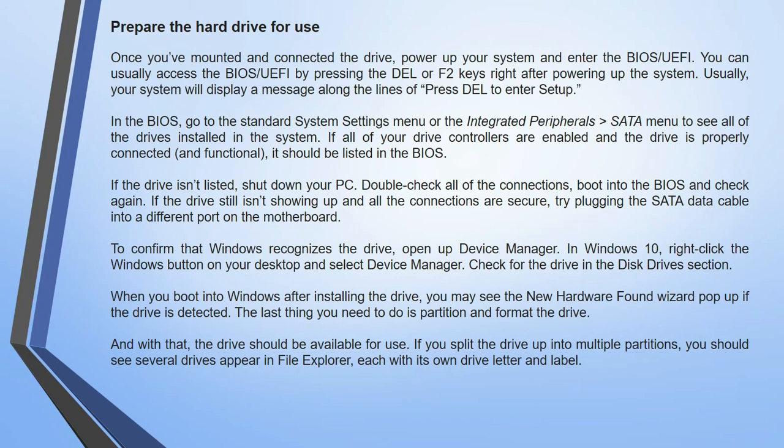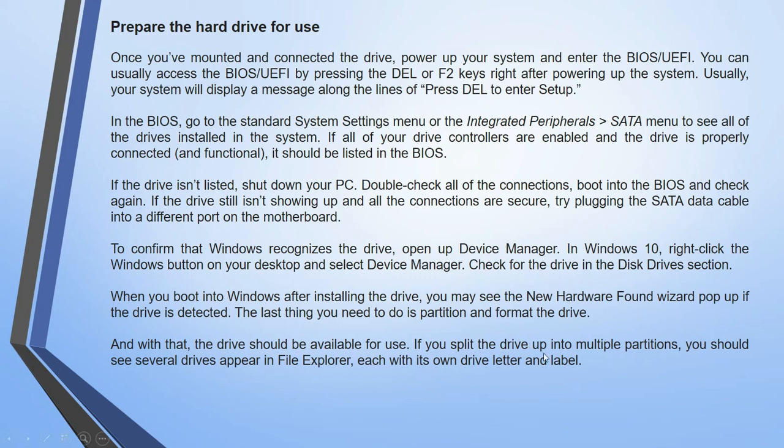When you boot into Windows after installing the drive, you may see the found new hardware wizard. Here one pop-up should be displayed, that is, new hardware is found, if the drive is detected. The last thing you need to do is partition and format your hard drive, and with that the drive should be available for your use. Meaning after formatting and partitioning, you are ready to use the hard drive.